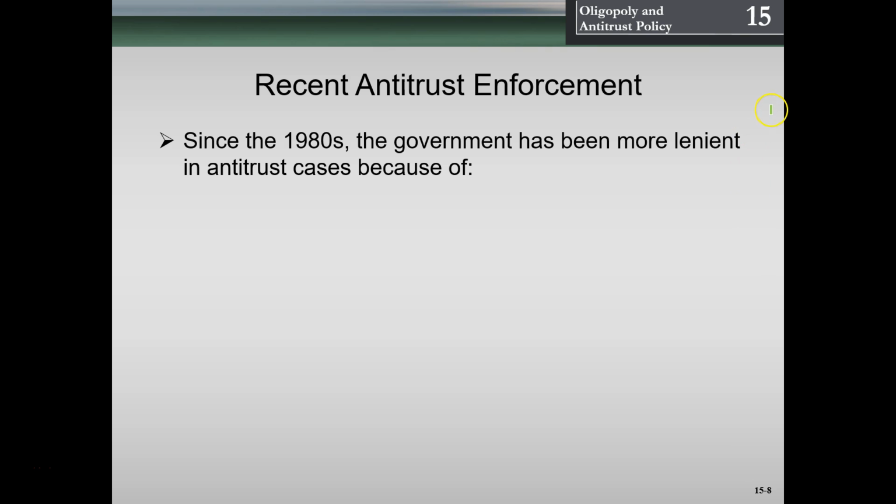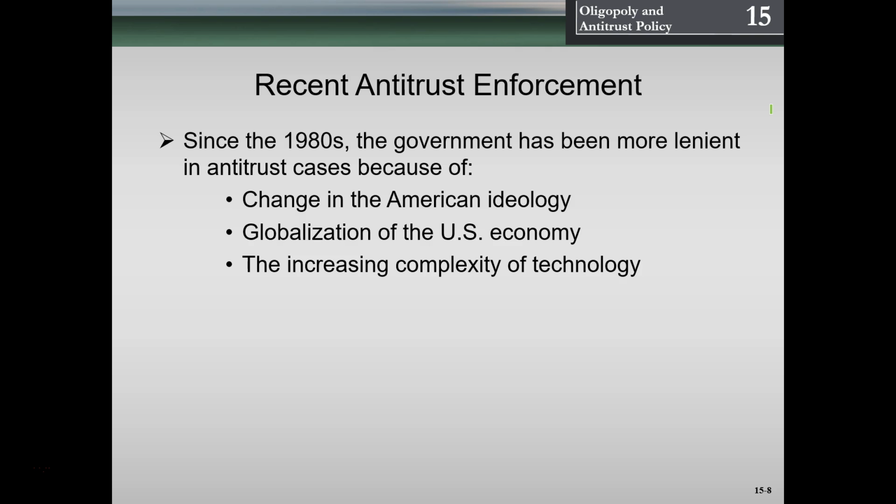So recent antitrust enforcement could be worth looking into. Since the 1980s, the government has been more lenient on antitrust cases because of a change in American ideology. Of course, the change of how we're going to think is going to change over time. Globalization of the U.S. economy. As things become more competitive and we become more connected with the world, there's a question of, well, if we break up some of our larger industries, are we harming the industry or the overall economy when we're competing with other countries? That's an open question to take a look at.